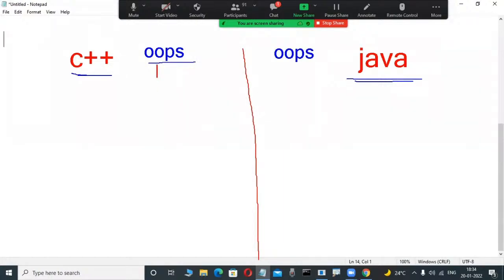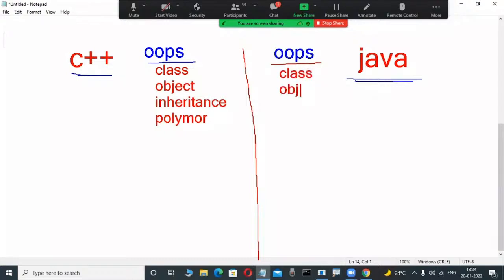Class is a concept. Object is a concept. Inheritance is a concept. Observe here. Polymorphism is a concept. Maybe so many fellows have an idea. Technical persons are there. Observe here. Same in Java also: OOPS concepts, what is class? What is object? Some concepts are there or not? What is inheritance? What is polymorphism? So many concepts are there. That's why conceptually class, object, inheritance, polymorphism are the same.